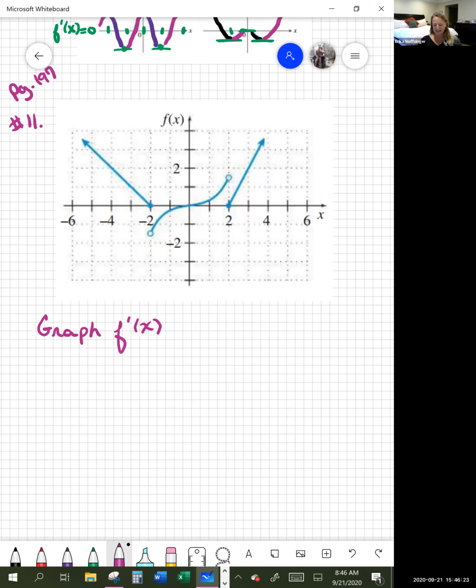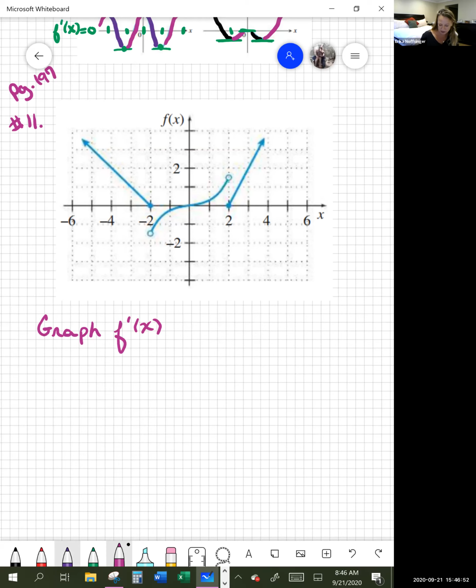Okay, so I pulled an example from the book, and if you ever wanted to go back and refer to it, it's on page 197, number 11. We're given the function of f of x, and we're asked to graph f prime of x. A couple of things that would help us are seeing where it's decreasing, where it's increasing, maybe max or mins, and discontinuity, or where it's not differentiable.